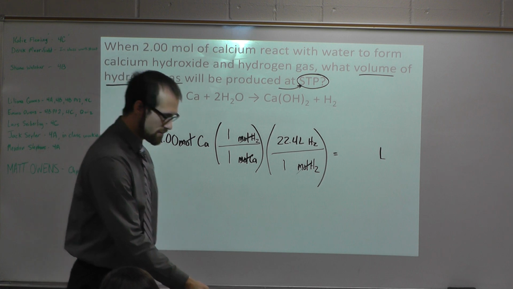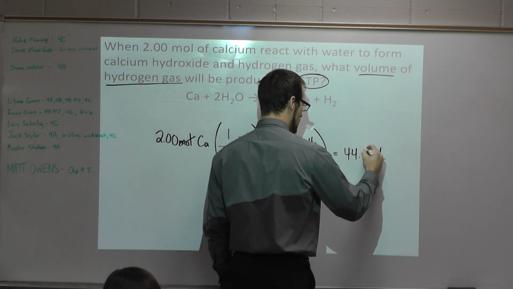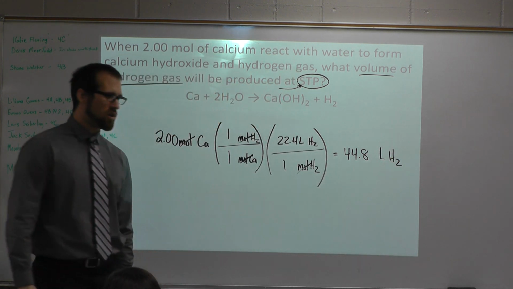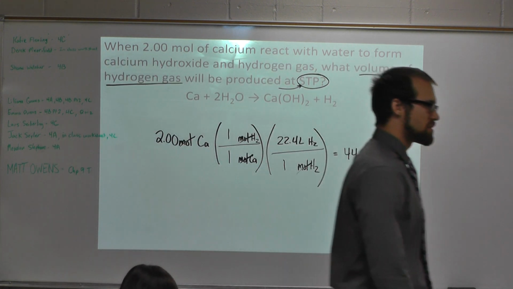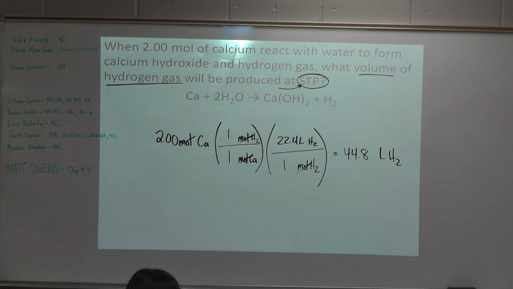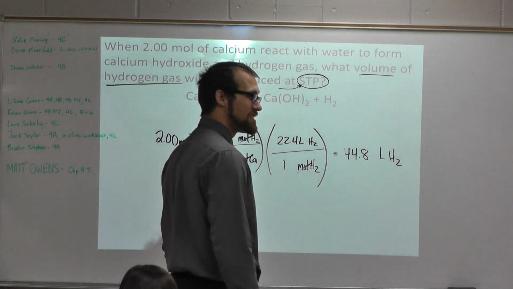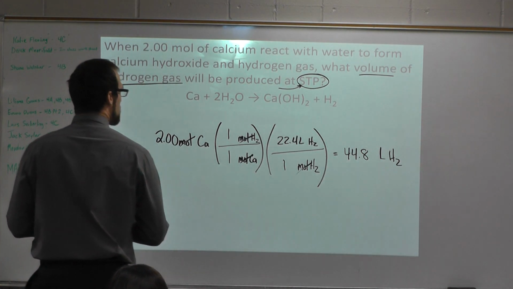What'd you get? Okay. I know Gage got something. 44.8. So we could, in theory, predict exactly how much gas we're going to produce, knowing that we're reacting this many moles of a particular reactant. Now, we've talked about how actual and theoretical aren't necessarily always the same, right? But in theory, this is what we should get.